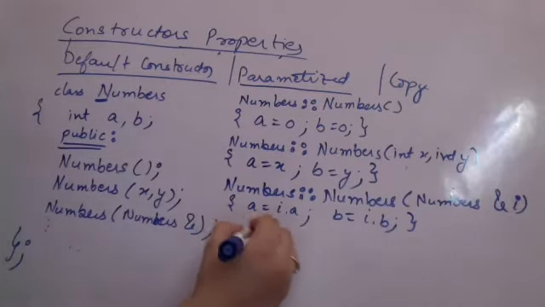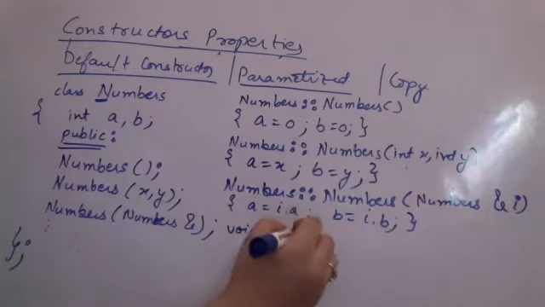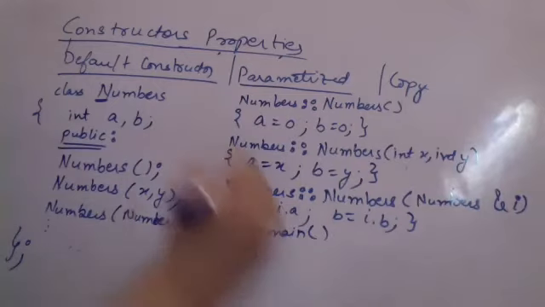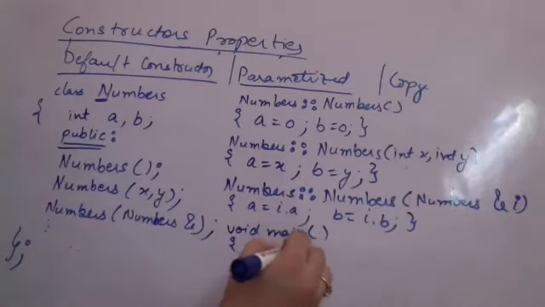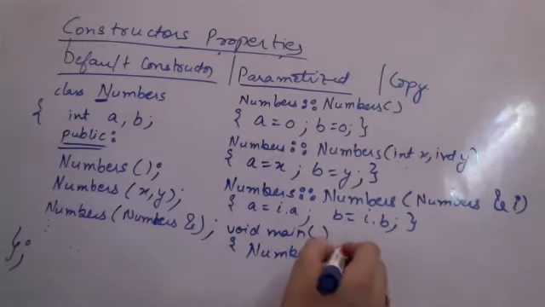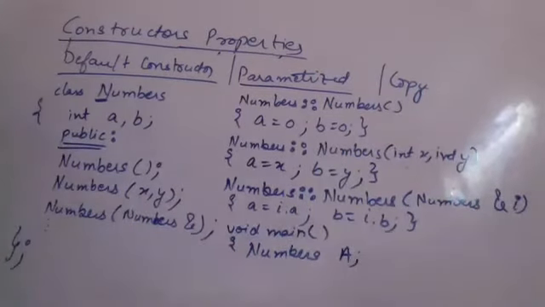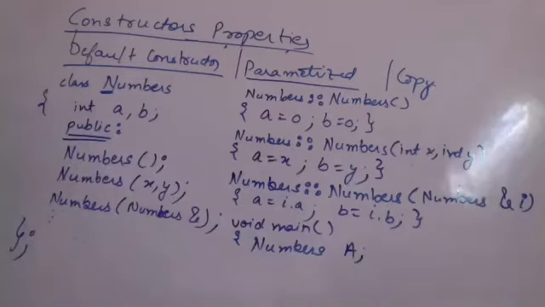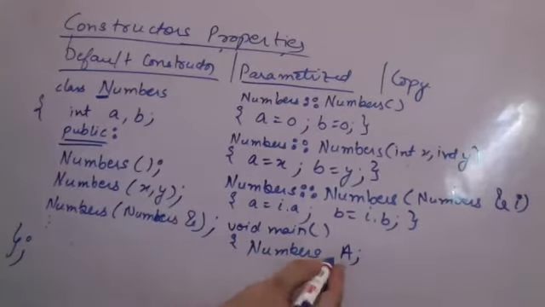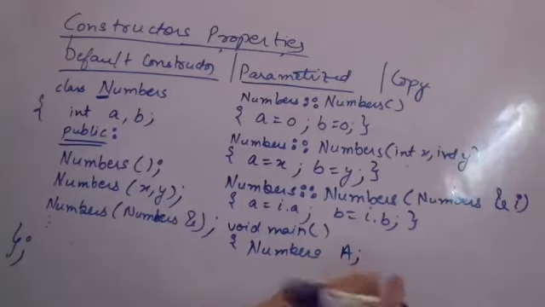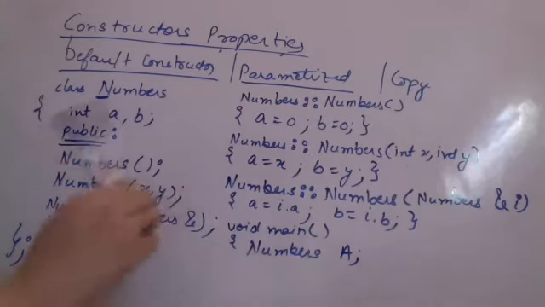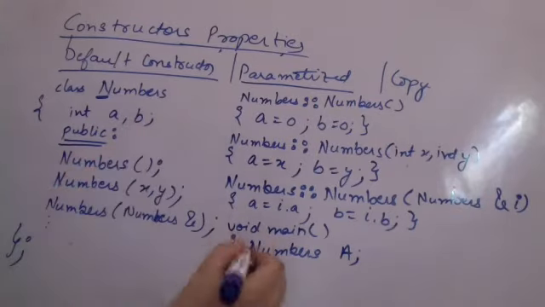Supposedly now I'm having my void main. Within the main, I am creating the objects. So now for class numbers, I am creating supposedly a class A. No parameter is being given here. Can you clearly see? I'm not giving any parameter. So here, since I'm not giving any parameter, the default constructor is called automatically.